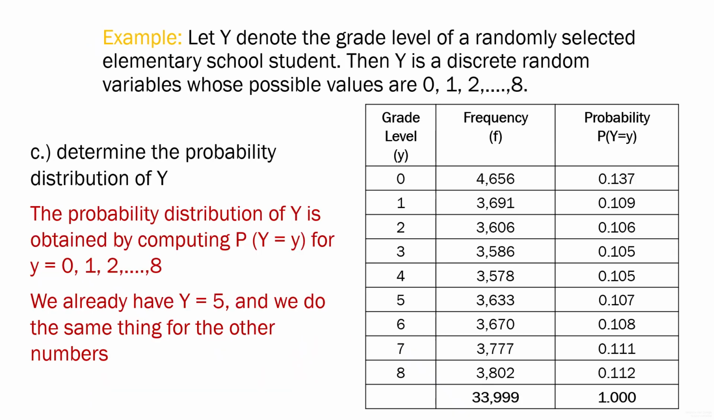And finally, in part C, it's saying determine the probability distribution of Y. And so the probability distribution of Y is obtained by computing every single probability of Y equals y. So we would do it for grade 0, I guess kindergarten, through grade 8 here. We already have Y equals 5 in here, so we just do it for the other numbers. All of these numbers are your distribution. And of course, it needs to equal 1.